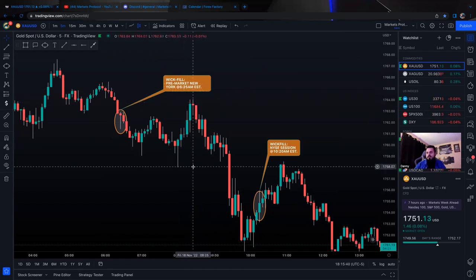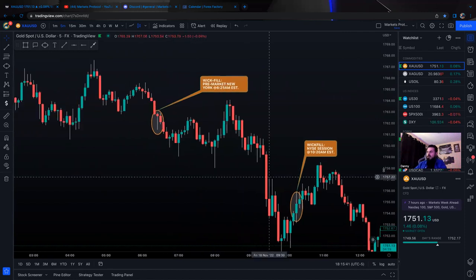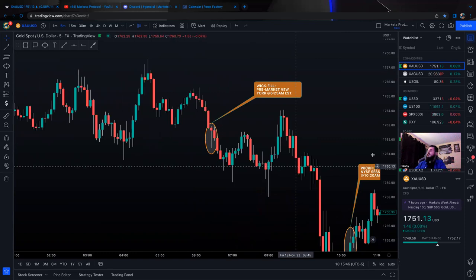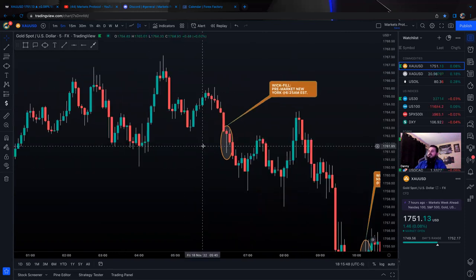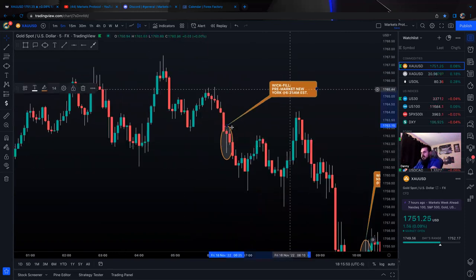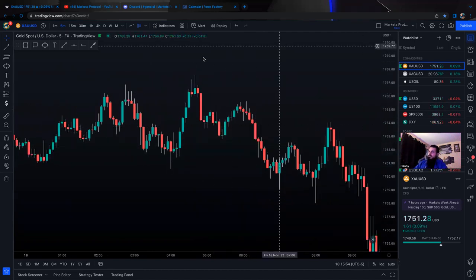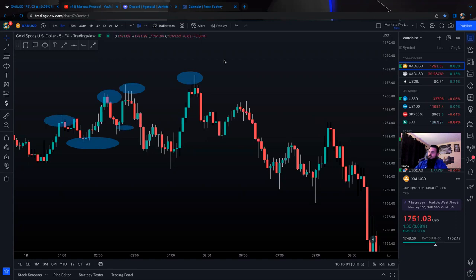Now the first example I marked up here is a wick fill taking place in pre-market New York at 6:25 a.m. Eastern. So in pre-market New York, do we have good volume during that time? Majority of the time, yes. Perfect. So what do you see here? Let's remove this first, and then we'll talk about a wick fill. What you see over here is price making higher highs, higher lows. Perfect. So a typical example of an uptrend.